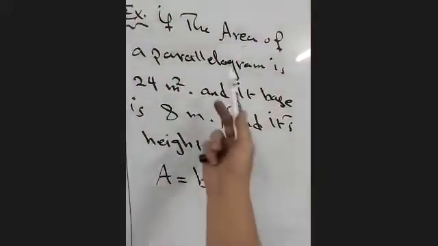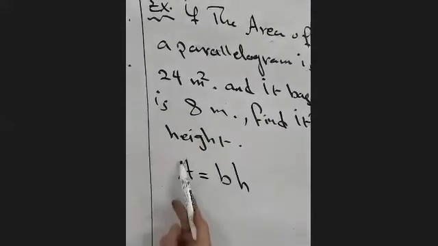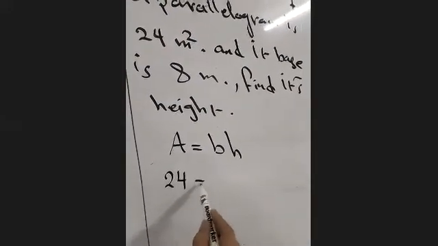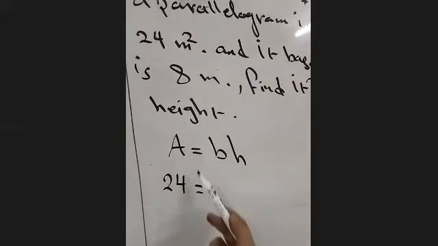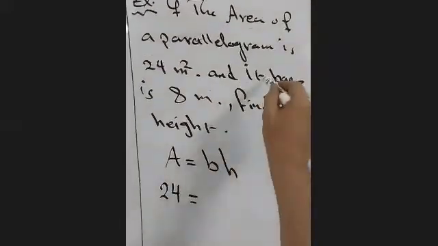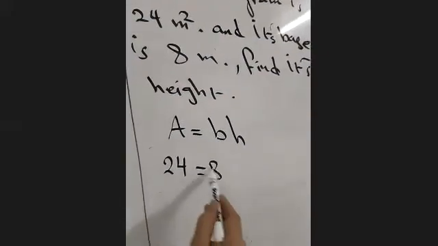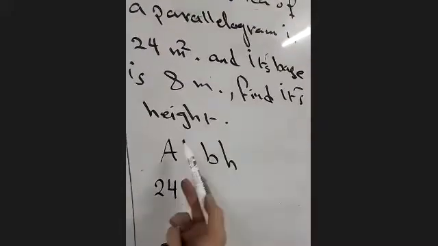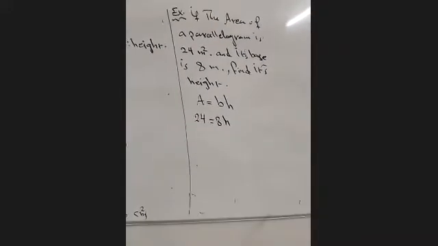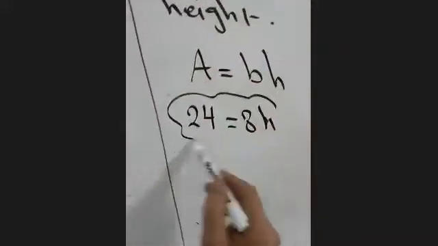If the area of a parallelogram is 24 meter power 2. So A is 24. So in place of A, I will put 24 equal. The base is 8. So the B is 8. Now find its height. I want the height. So 24 equal 8h.